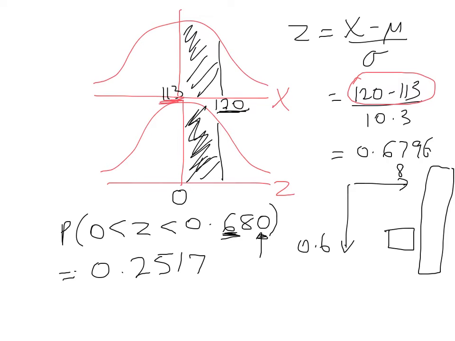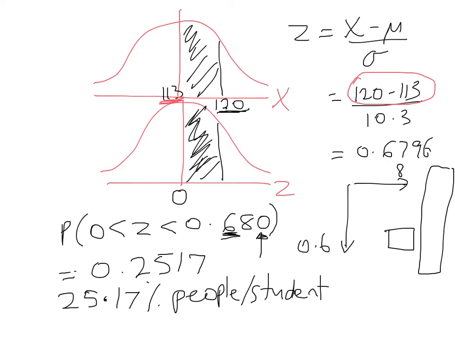So the value we find in our table is 0.2517. Now you're asked to give your answer as a proportion. If you leave it as a decimal, you'll probably get it marked wrong. As a proportion means you need to give it as a percentage or a fraction. So 25.17% of students have blood pressure between 113 and 120 millimetres of mercury.